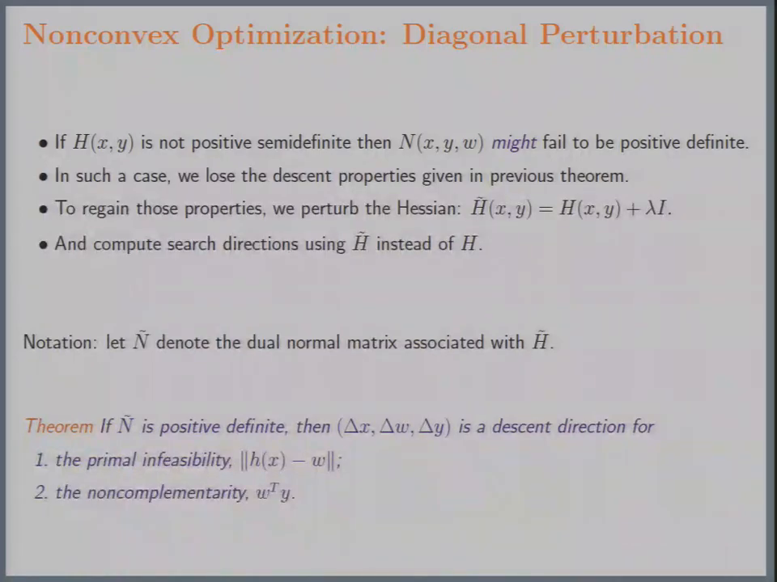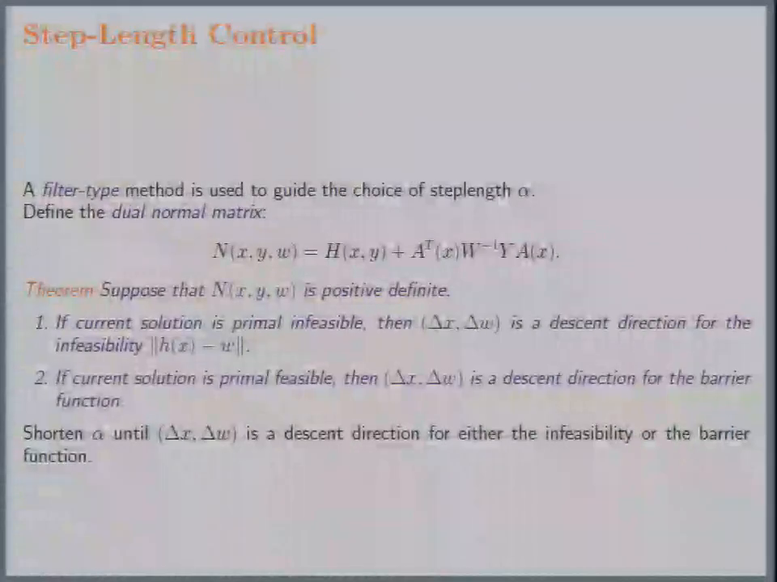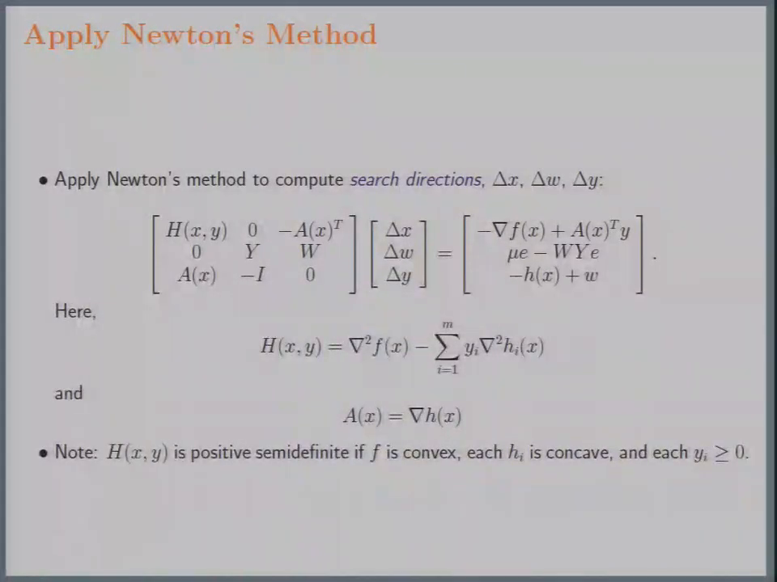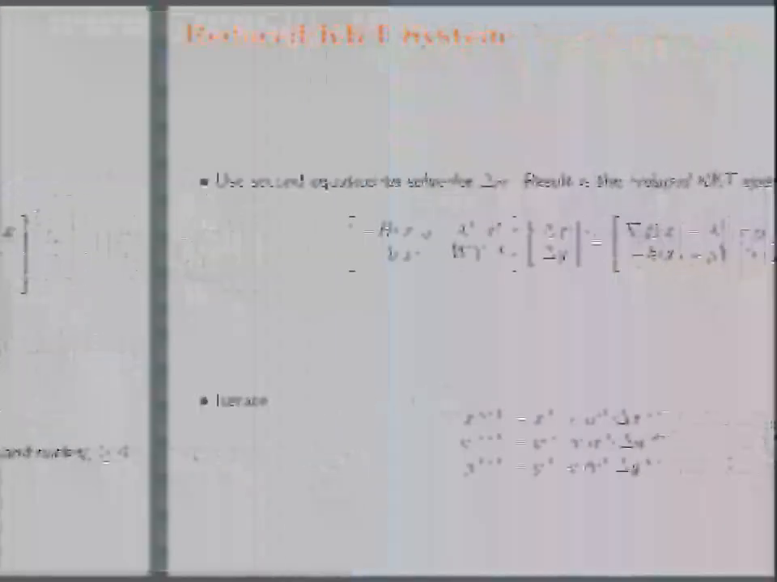Am I messing up my notations? Hold on a second. Let me go back to refresh my own memory what H is. Yes, I said it right. So H is this. And if the problem is not convex, then something here is not positive semi-definite.